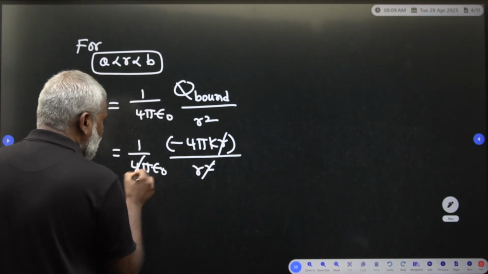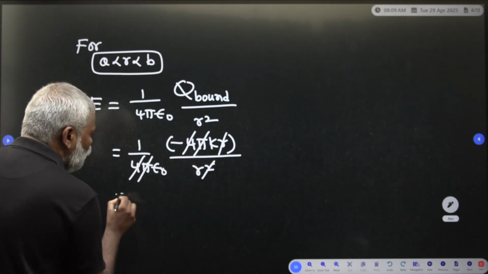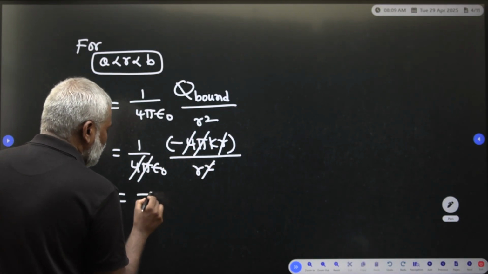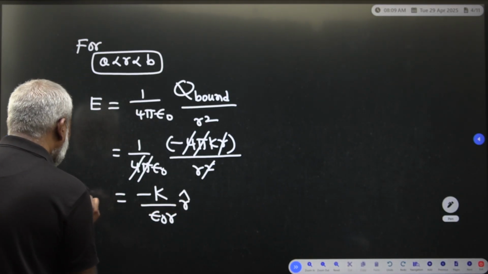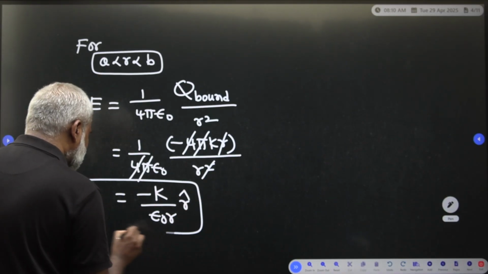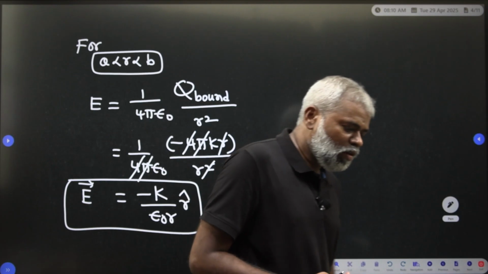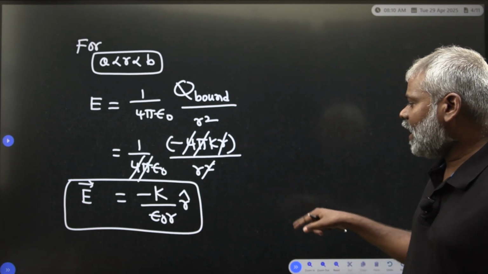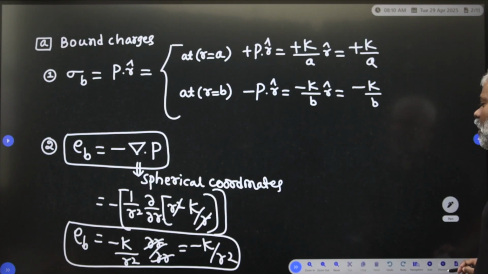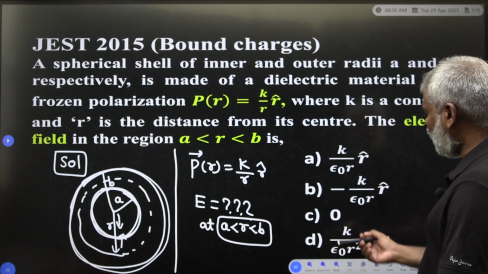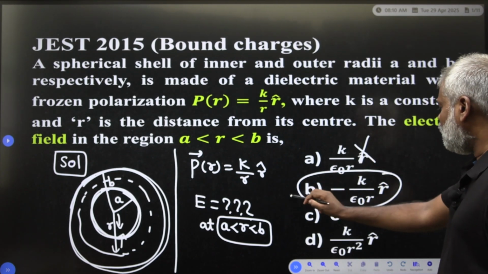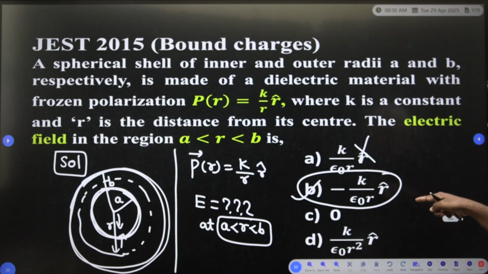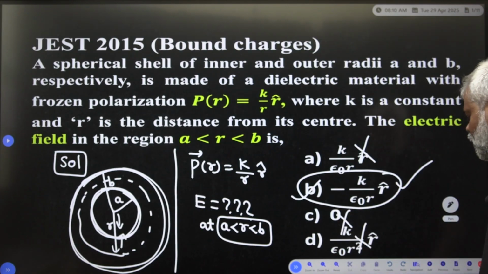One R gets cancelled, 4 and 4 cancel, π and π cancel. Therefore, minus k by epsilon naught into R cap we are getting, which is equal to the electric field. What is your answer? Your answer is minus k by epsilon naught into R cap. Plus k by epsilon naught R is not correct; minus k by epsilon naught into R cap. So option B is correct, option C is wrong, option D is wrong.